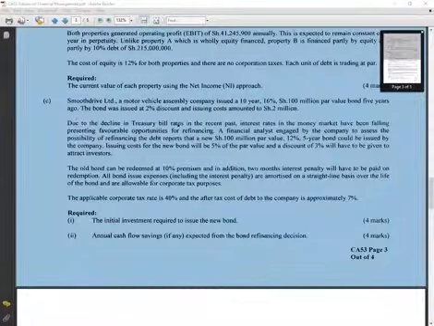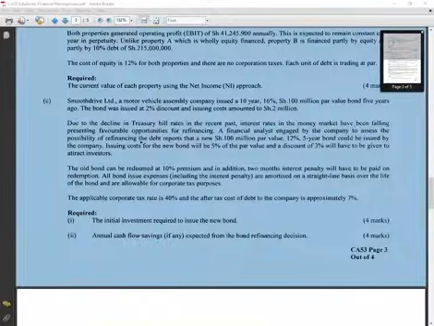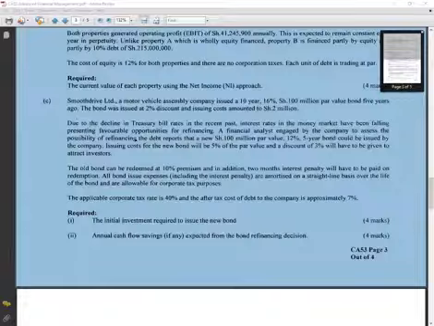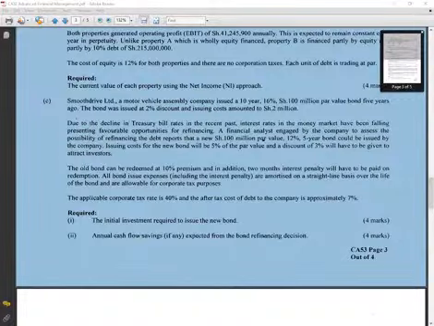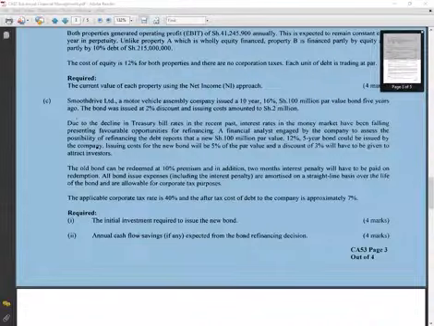Due to the decline in treasury bill rates in the recent past, interest rates in the money market have been falling, presenting favorable opportunities for refinancing. A financial analyst engaged by the company to assess the possibility of refinancing the debt reports that a new 100 million par value, 12%, 5-year bond could be issued to the company. So the interest is 12% per annum, times the par value, which is 100, which gives 12. Remember, this is interest per annum.